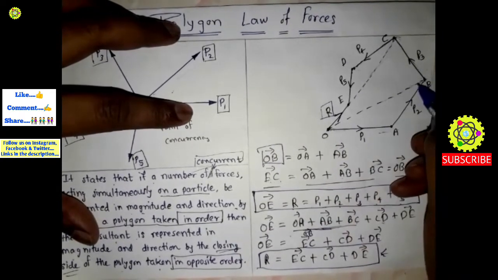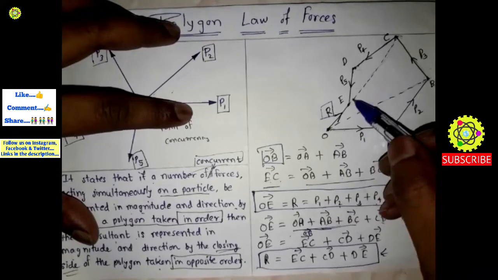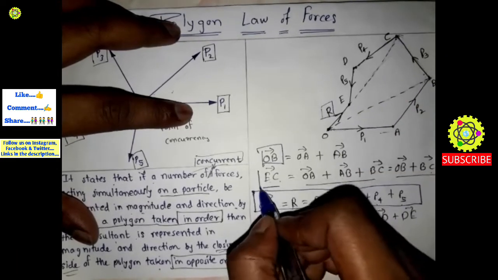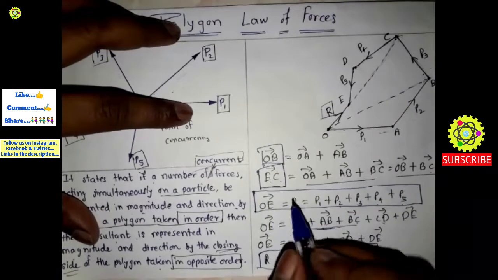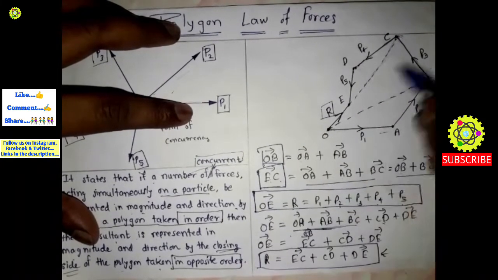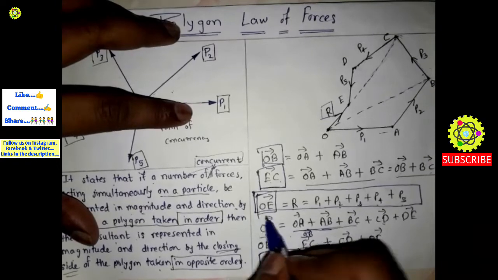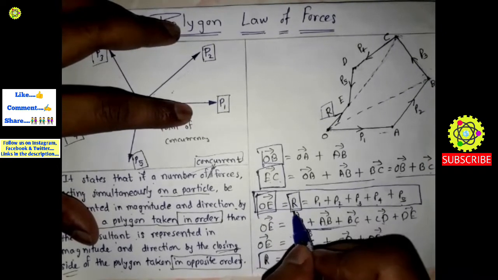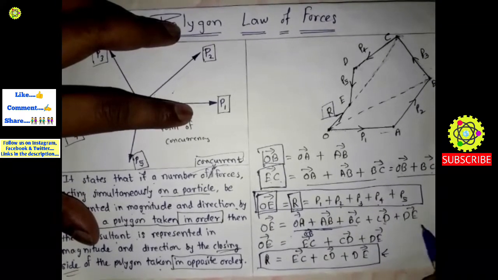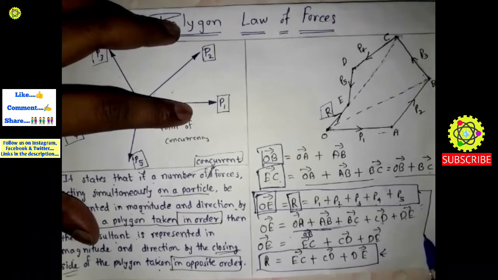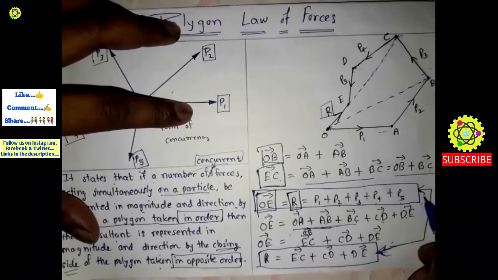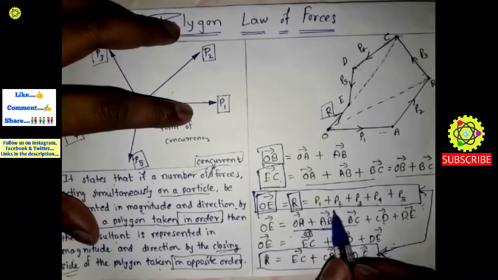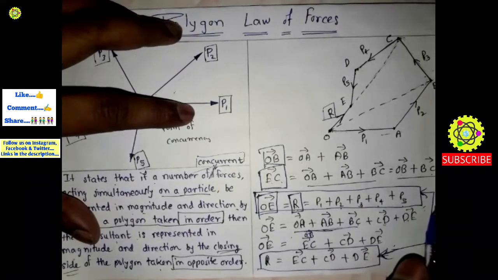The closing side is this. From the second, we have considered this polygon, and this is the closing side. At last we have taken our whole polygon, that is this one, and we got R, and this is the proof of getting this resultant R: R is equal to P1 plus P2 plus P3 plus P4 plus P5.